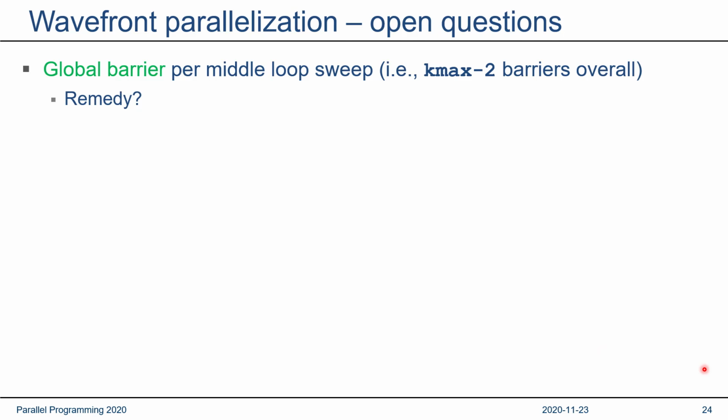Of course, there are some open questions here. We know global barriers are expensive, so is there probably a way to remove or mitigate this cost for the global barrier? Because usually if we do a complete sweep over some domain, we have an implicit barrier at the end. This is just how OpenMP does things. In this case, we have k max minus 2 global barriers. So the overall barrier overhead is much higher here than if we only had done a Jacobi sweep where everything is nicely parallel without any dependencies. Can we find a remedy for that? Interesting question.